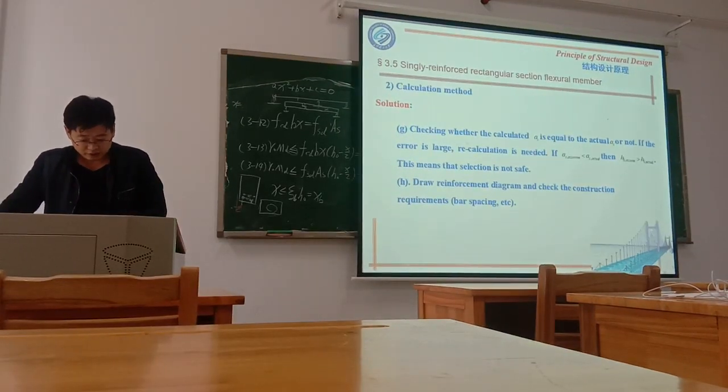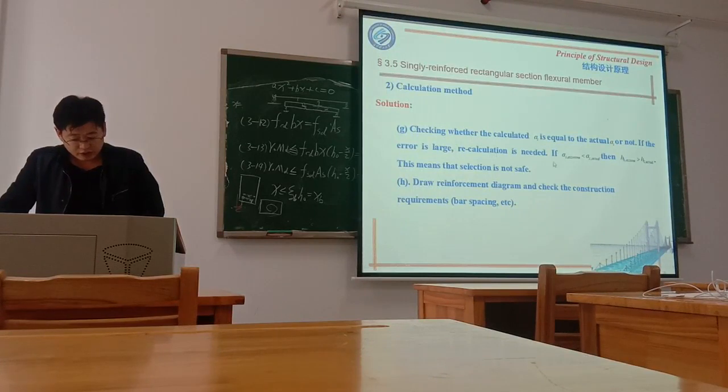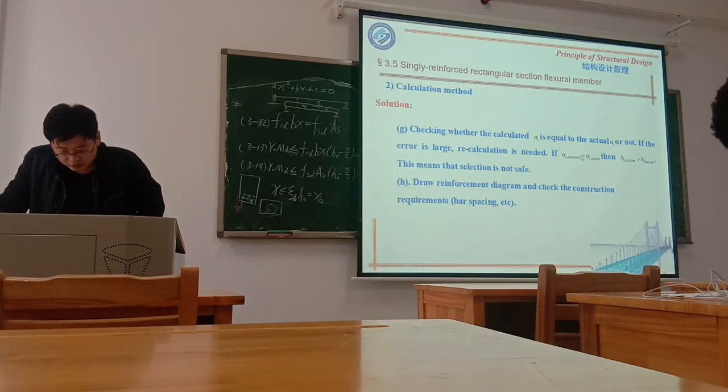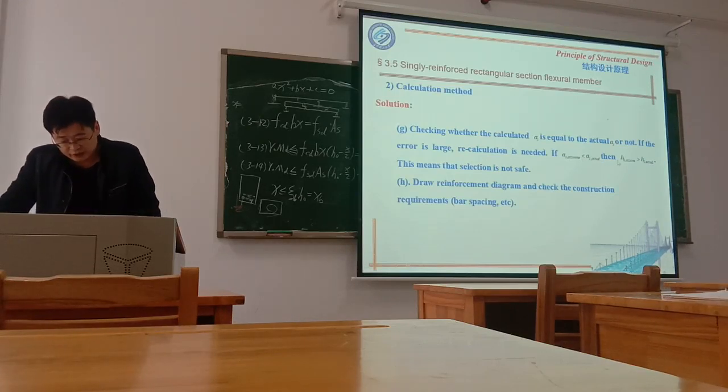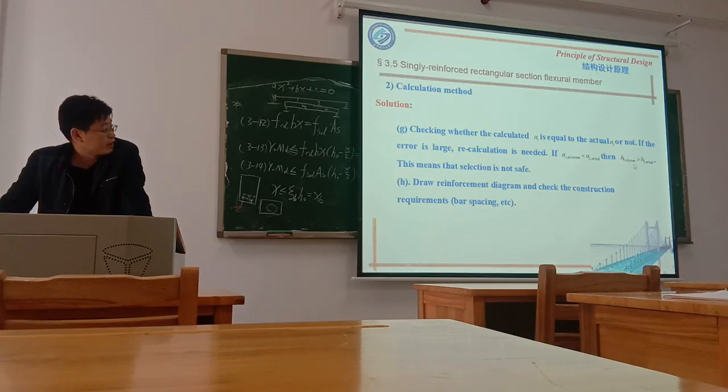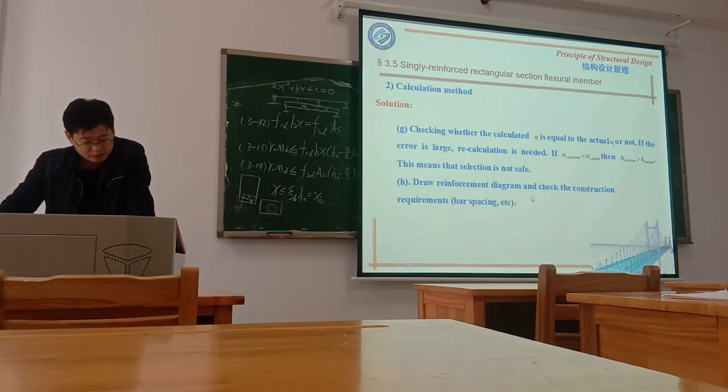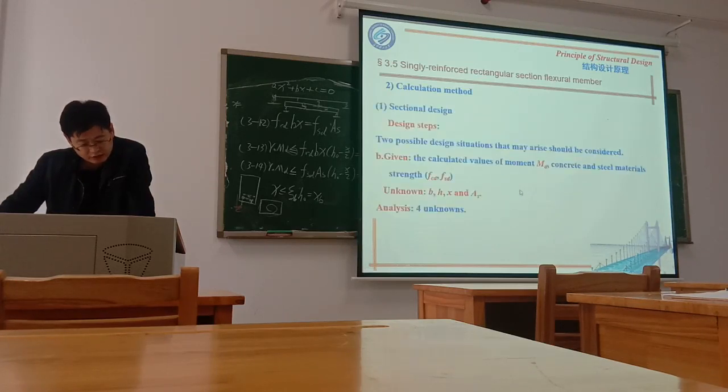issue, then you need to recalculate. If this assumed AS is smaller than the actual AS, then that means the assumed H0 is larger than the actual H0. That means this selection is not safe. So then for recalculation, draw the reinforcement diagram and check the construction requirements. Maybe the spacing of the reinforcement, something like this, and the construction techniques.